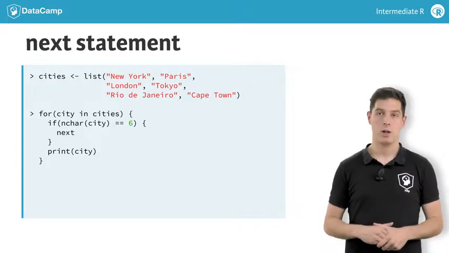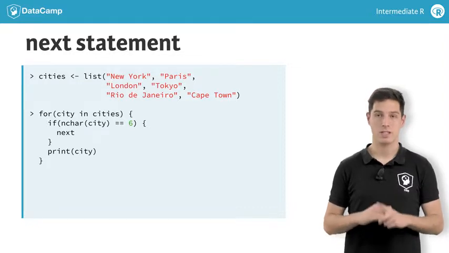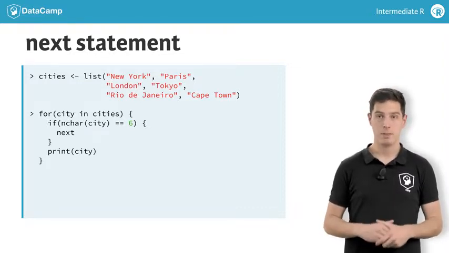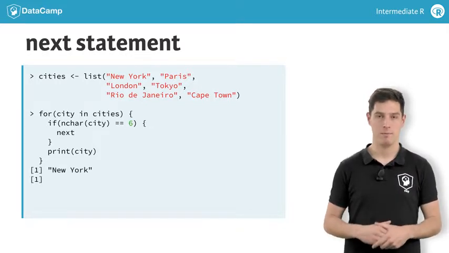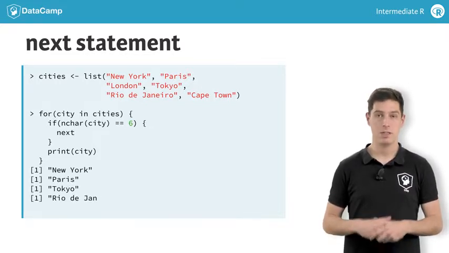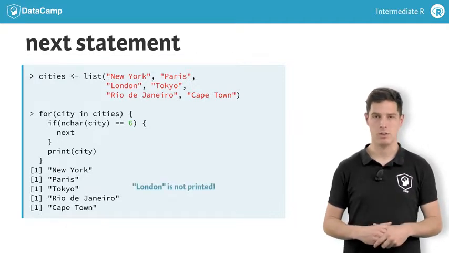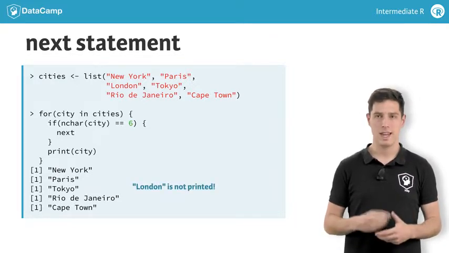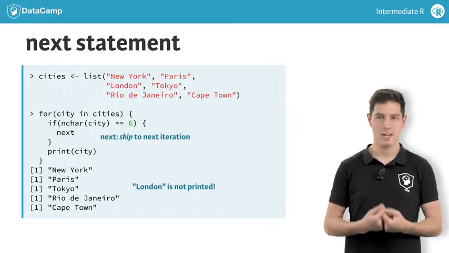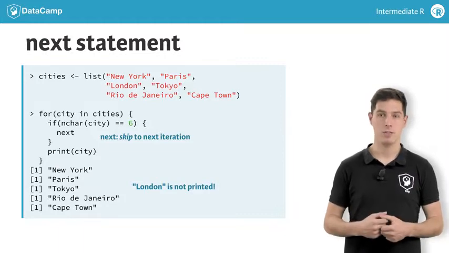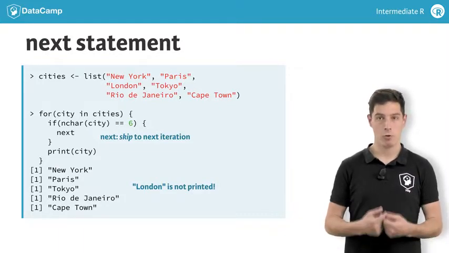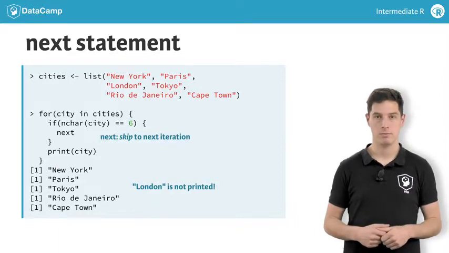The next statement also alters the flow of your for loop, but does so in a slightly different way. Let's see what happens if we change the break statement by the next statement and execute the entire loop again. All city names, except for London, get printed to the console. How could this happen? Because the next statement skips the remainder of the code inside the for loop and proceeds to the next iteration. So as soon as next is encountered, the print city part is not processed and the for loop is continued. Of course, it is perfectly possible to use both break and next in the for loop.